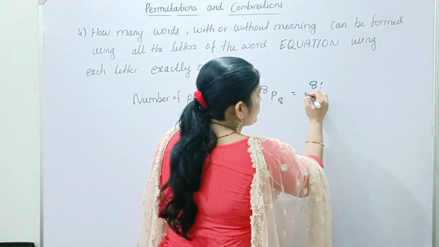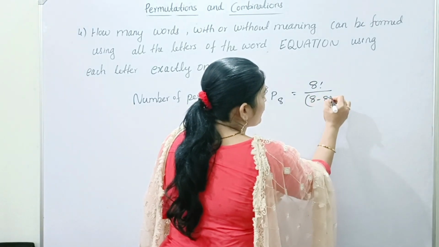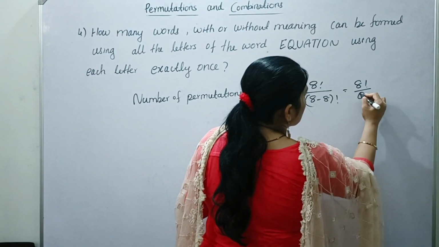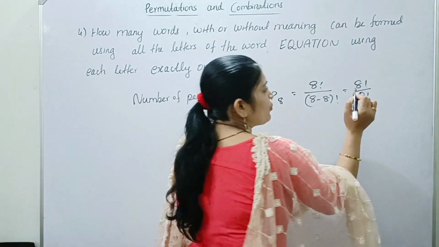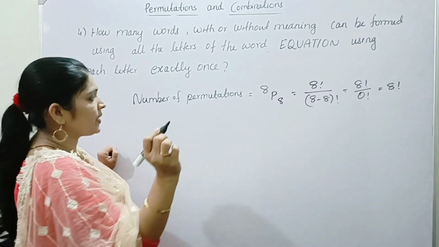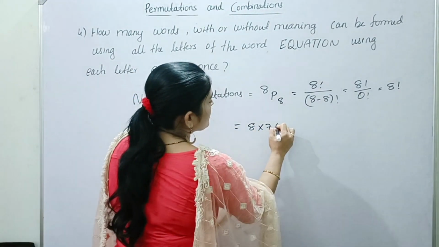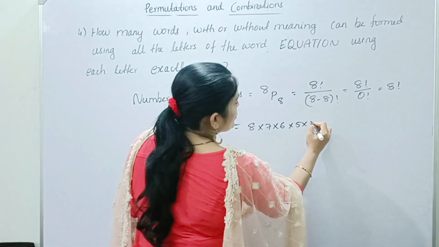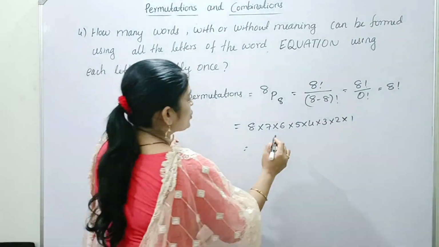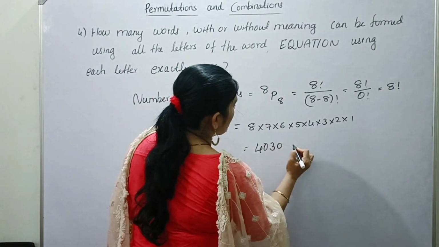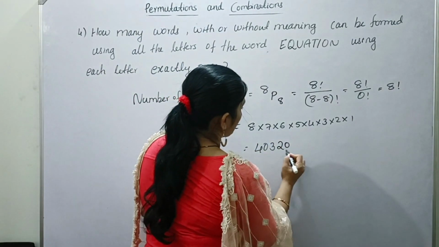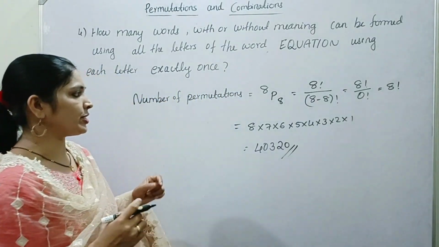That is 8 factorial divided by 8 minus 8 factorial, which is equal to 8 factorial divided by 0 factorial. 0 factorial is nothing but 1, so it is equal to 8 factorial. Remember, 0 factorial is 1. So the answer is 8 into 7 into 6 into 5 into 4 into 3 into 2 into 1. Multiply, so we will get 40,320.